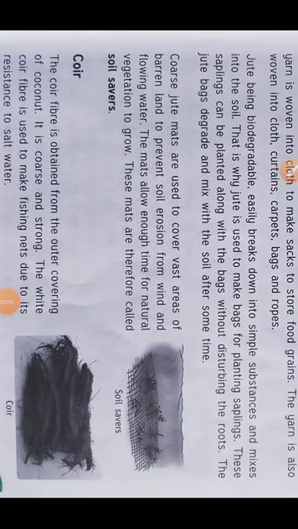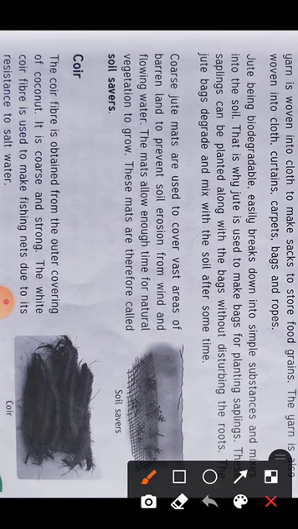So what is coir actually? Coir is obtained from the outer covering of coconut. If you have seen a coconut, you would have seen the fiber which is covering the real coconut present inside. This fiber is very coarse and strong. There are two types of coir fibers.